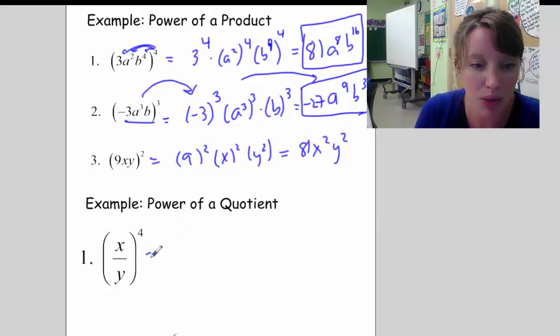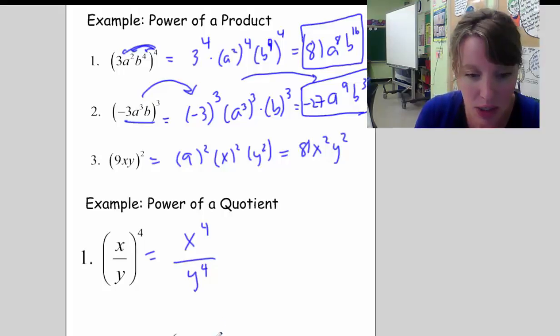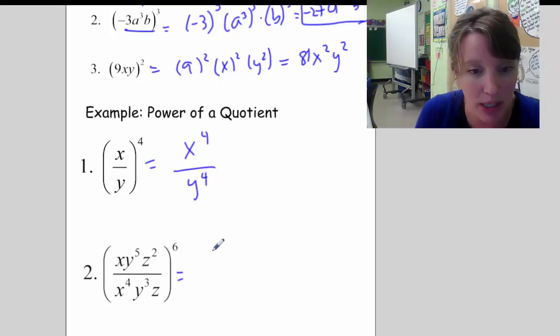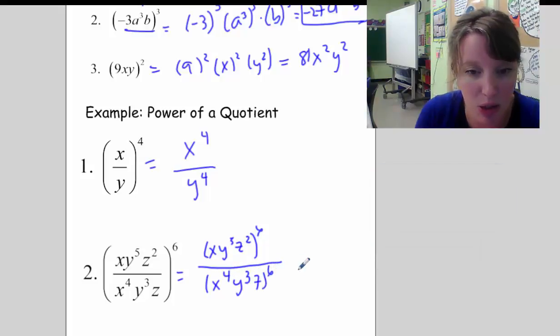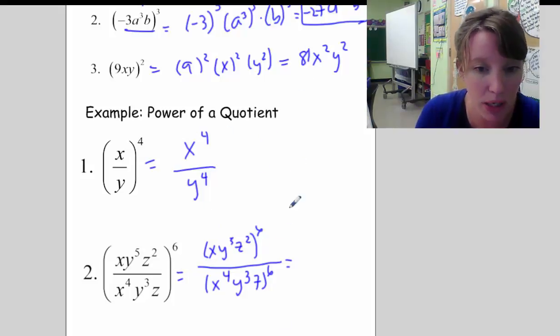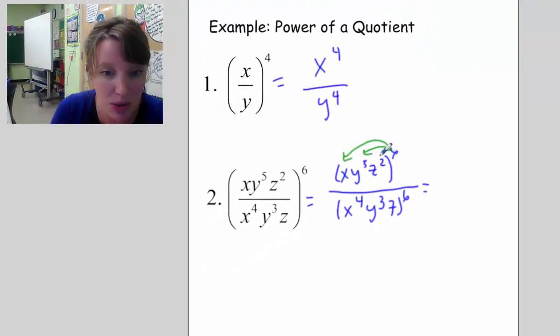Now with the quotient, all we have to do is take the exponent and apply it to both numerator and denominator. Here it's a little bit more complicated because the numerator is itself a product. So the first thing you do is take the numerator, separate it, and apply the 6th power to it. Take the denominator, separate it, and apply the 6th power to it. So that's the power of a quotient rule. Now we're going to use the power of a product rule by bringing the exponent of 6 inside to each of the factors.